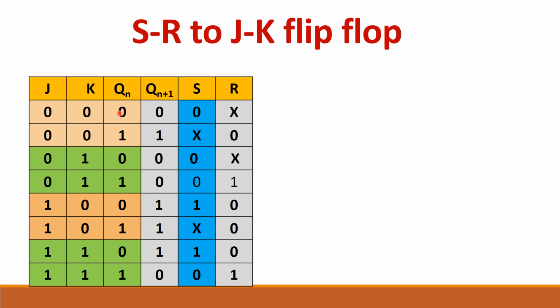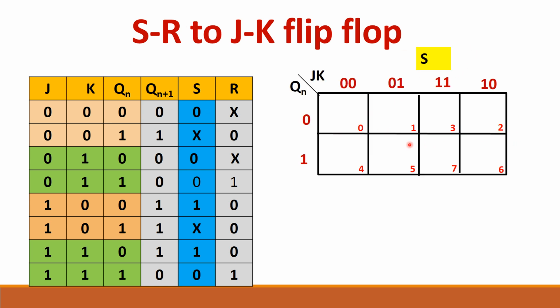Now we have to find the relation between JK and S. So draw the K map. Take the present output Qn as 0 and 1, and the JK values will have 4 combinations: 0, 0, 0, 1, 1, 0, 1, 1. The K map video is already available. You can click the link in the description to know how to draw this K map.